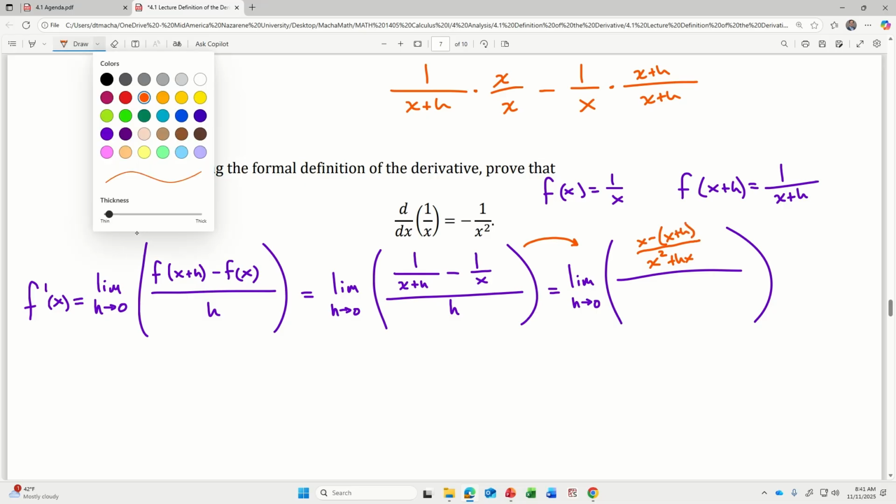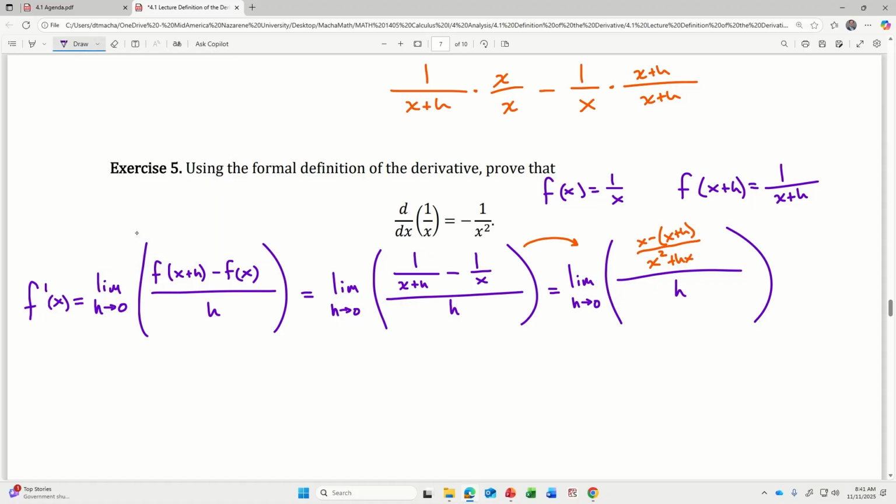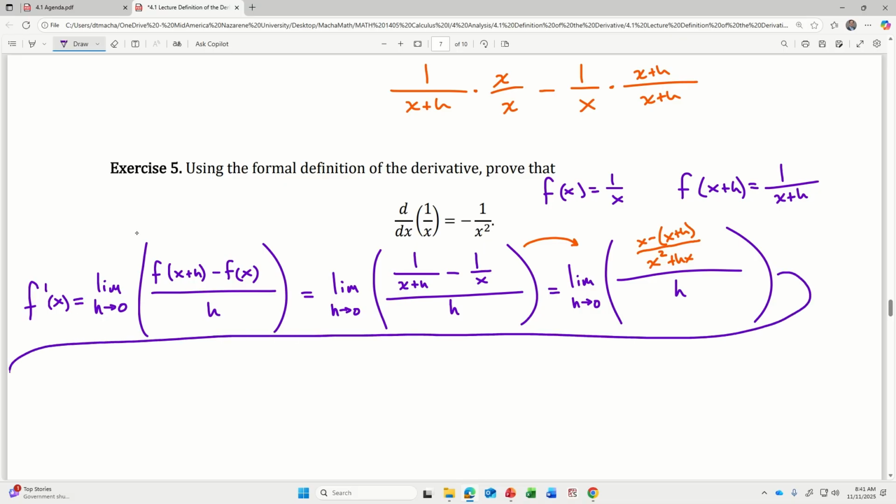And then I still have an h in the denominator. Bring this around, and we start over here. In the numerator, x minus x, the x's cancel, minus h. Don't forget that's a negative. So I get minus h over x squared plus hx, that fraction divided by h.